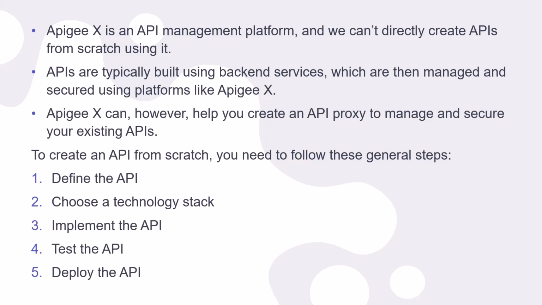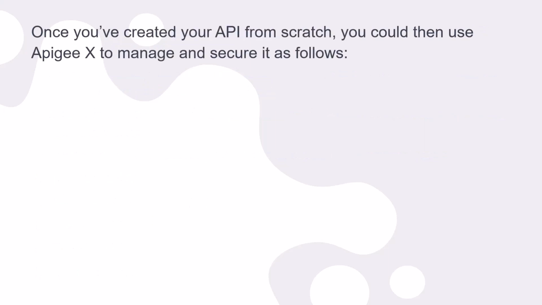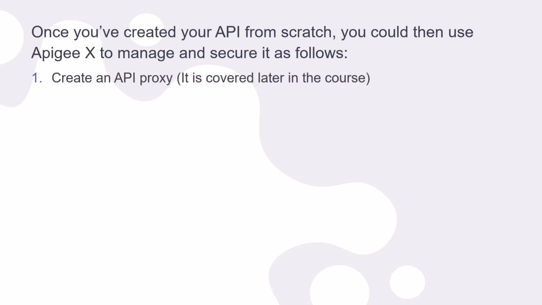Set up a domain, configure SSL/TLS for secure communication, where SSL means Secure Sockets Layer and TLS means Transport Layer Security, and ensure proper scaling and load balancing. So once you have created your API from scratch, you could then use Apigee to manage and secure it as follows. Create an API proxy. Now this will be covered in detail later in this course, so I'm not going to take it up here and will leave it to the rest of this course.